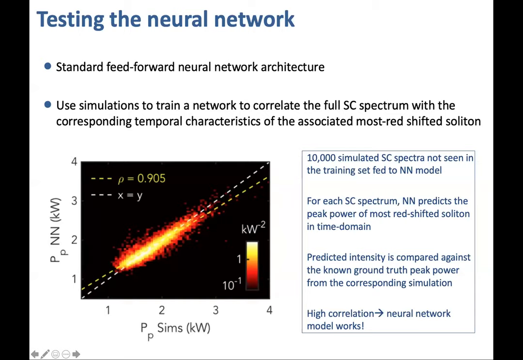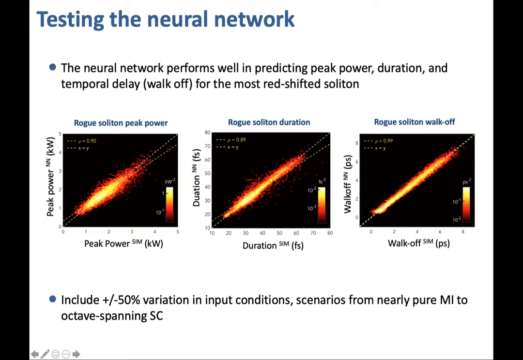And as you can see, when we compare the predicted value by the network with the actual ground truth known from the corresponding time domain simulations, we find an extremely high correlation above 0.9, showing that the network is able to predict, in that case, the peak power of the most redshifted soliton in a noisy SC spectrum simply from the spectral data without any phase information. And the results are equally good for predicting the duration of the most redshifted soliton, as well as the temporal walk-off with respect to the initial pump pulse.